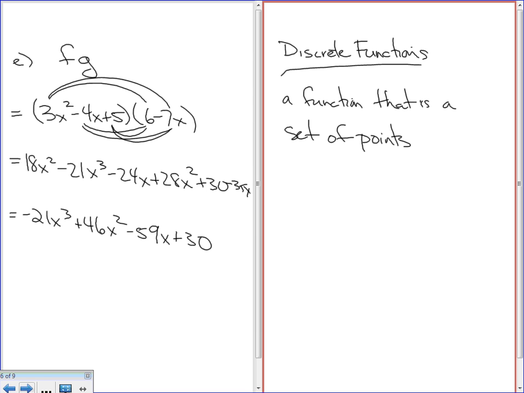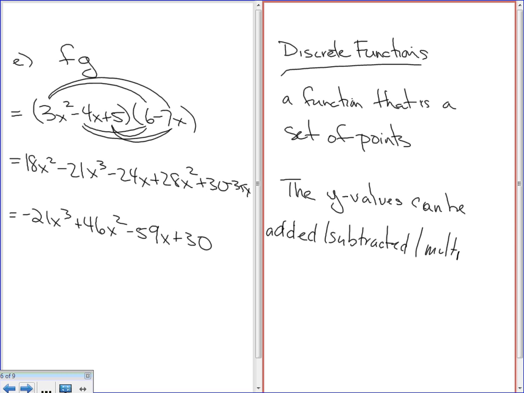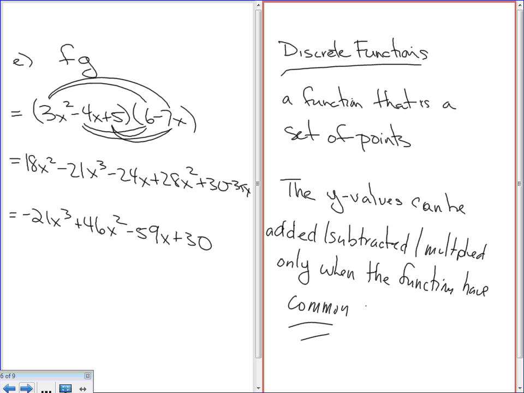So the y values can be added, subtracted, multiplied, only when the functions have common x values.